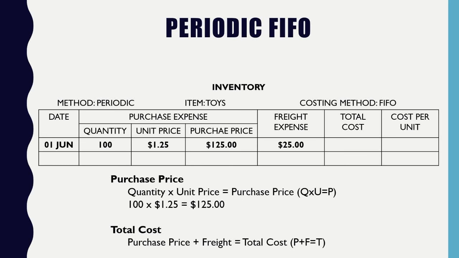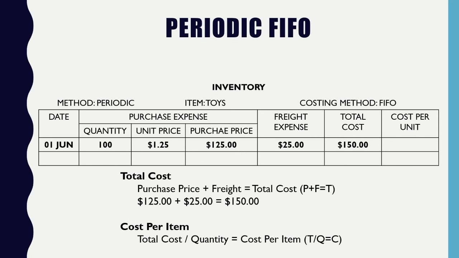Then we're going to take a look at our freight. Our total cost is going to be my purchase price plus my freight. So in this case, I'm going to take my 125 plus my 25 to get 150. And it's exactly what we did in our journal. That's the total amount that we owe our vendor, but in this case we're just applying it here, that we made a purchase of inventory and this is what it is.